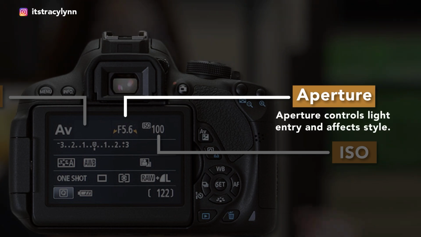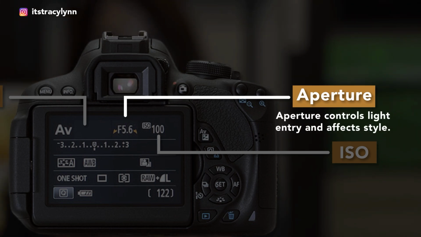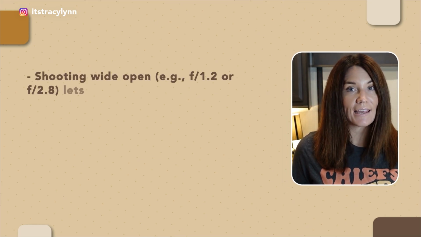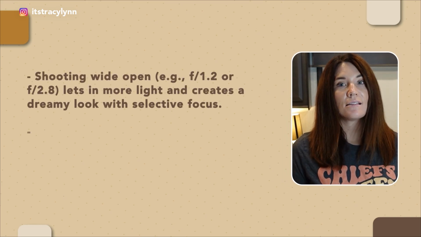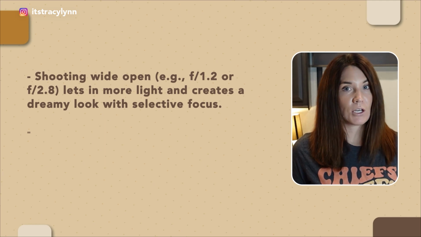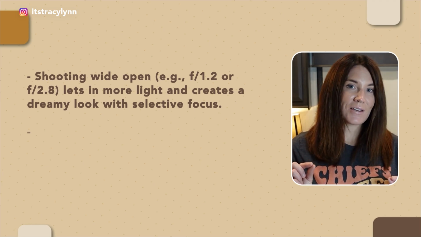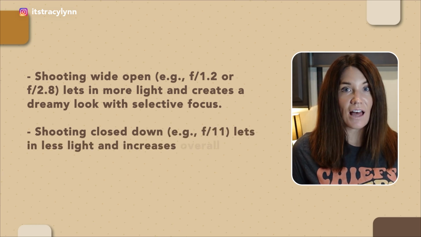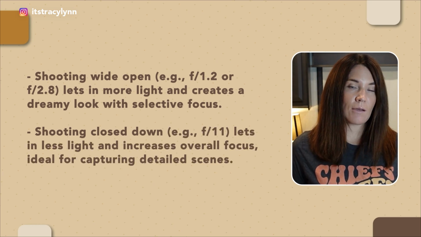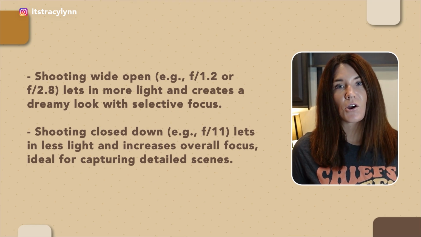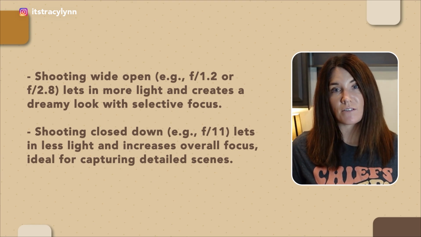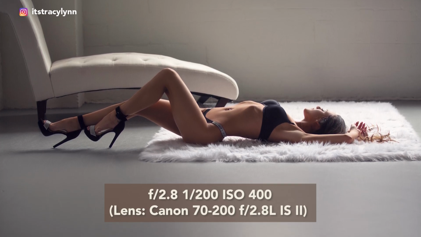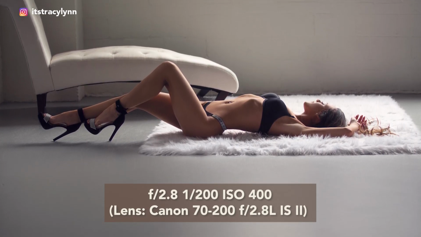Aperture controls how much light is let into the camera, but it also is in control of the style. If you shoot wide open, like 1.2 or 2.8, depending on your lens, you're letting a lot of light into the camera and getting a dreamier look. Only a sliver is in focus, and everything else is a little bit blurry. If you shoot closed down, say like f11, you let less light into the camera and more is in focus. This is great when you also want the scene to be the star of the show. For boudoir, I prefer to shoot wide open at 1.2 on my 50mm and at 2.8 on my 70-200.